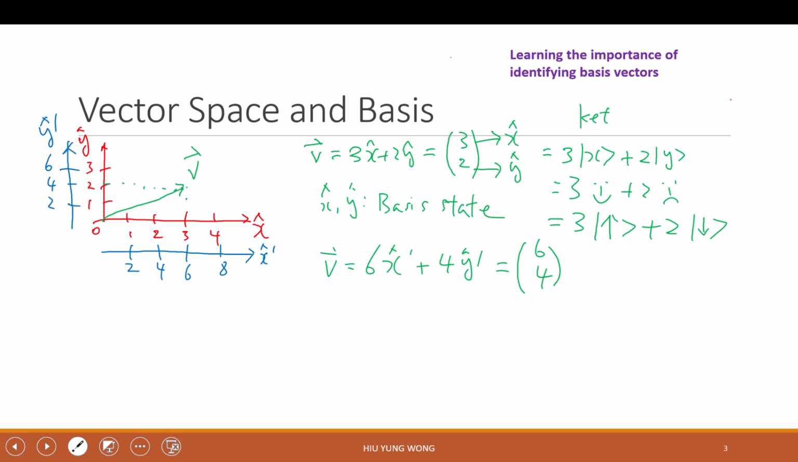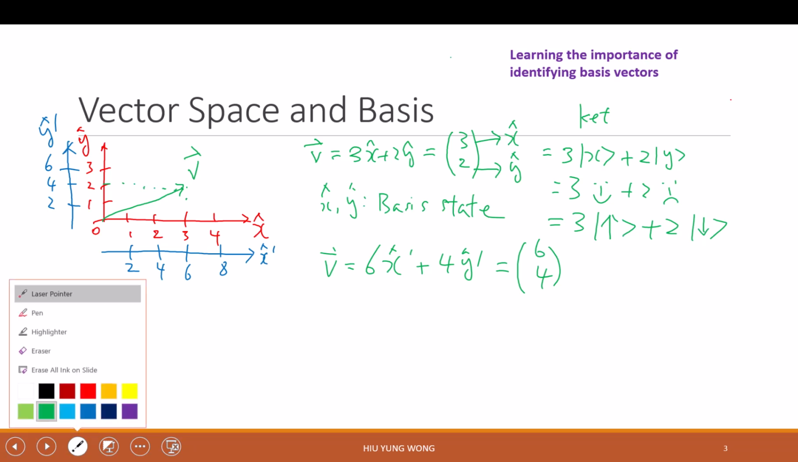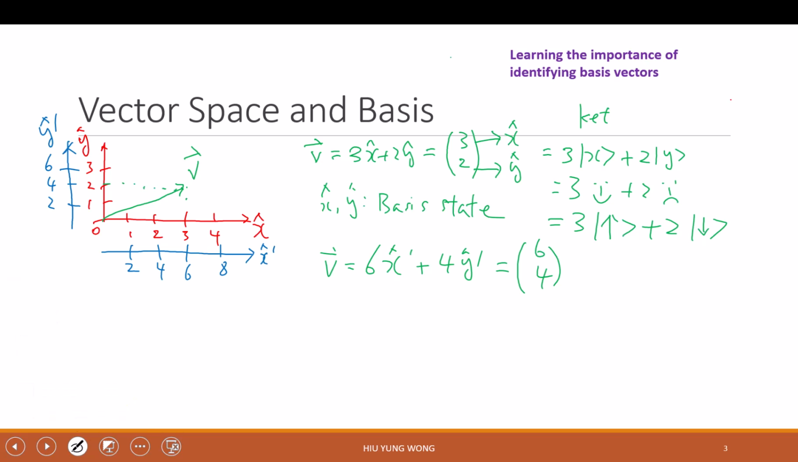You say no. Why? It is not a problem. 3 is not equal to 6. 2 is not equal to 4. Why is it not a problem? Yeah, maybe the length of the division itself. Thank you. Because the bases are different. So the total length is the same. Right? So when I say this is 6, I say I have 6 units of x hat dash. Right? And this is 4 units of y hat dash.